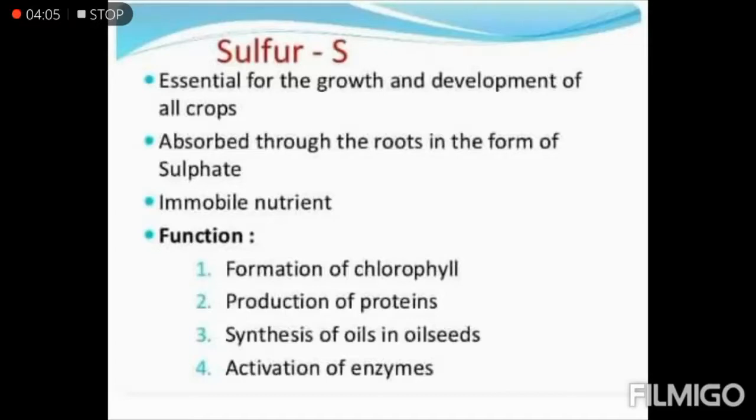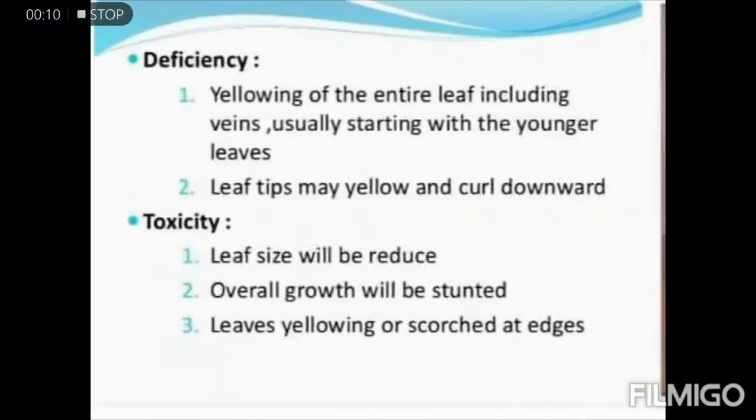If we study the mobility of the nutrients from the soil to the plant, for that purpose calcium, phosphorus and sulfur, three nutrients, are immobile. But inside the plant, the immobile nutrients are sulfur and calcium, while phosphorus is a mobile nutrient inside the plant. Now, functions of sulfur: formation of chlorophyll, production of protein, synthesis of oil in the oil seeds, and activation of enzymes.